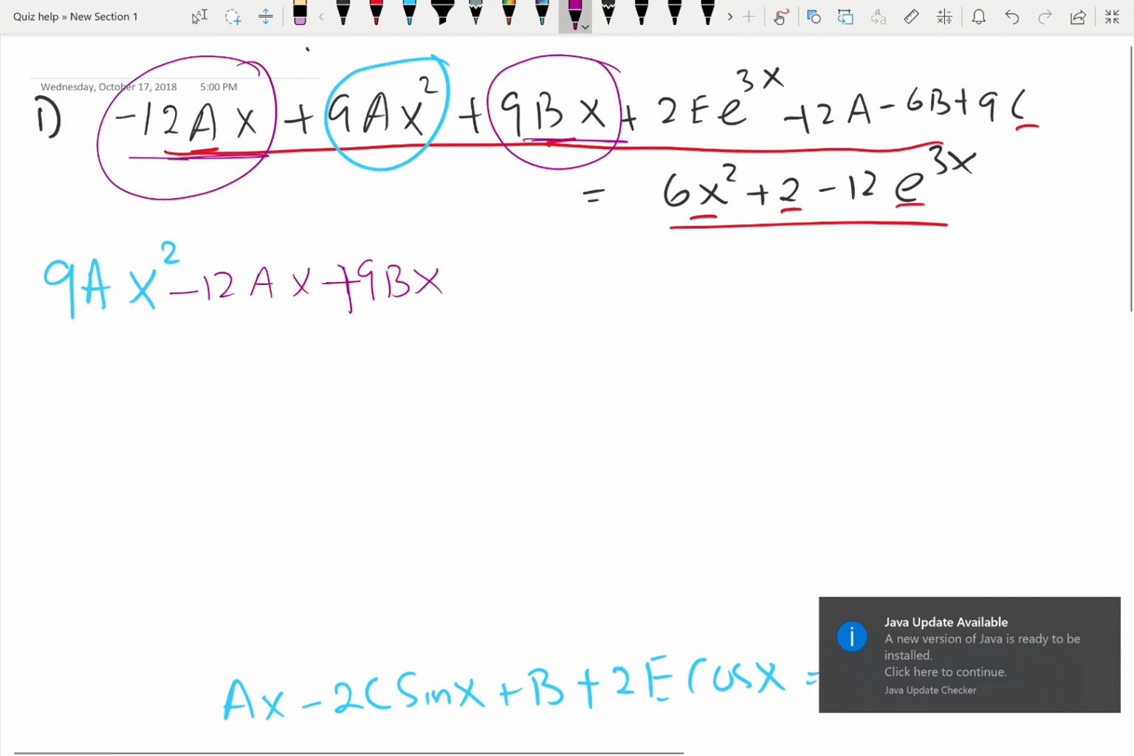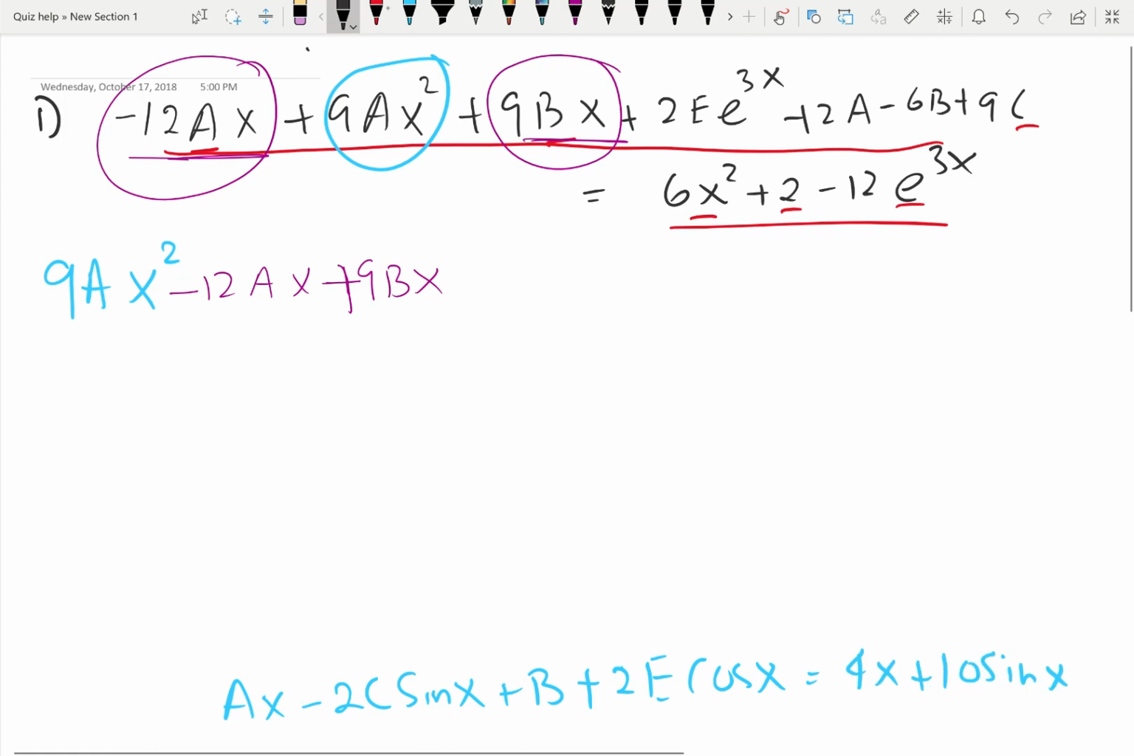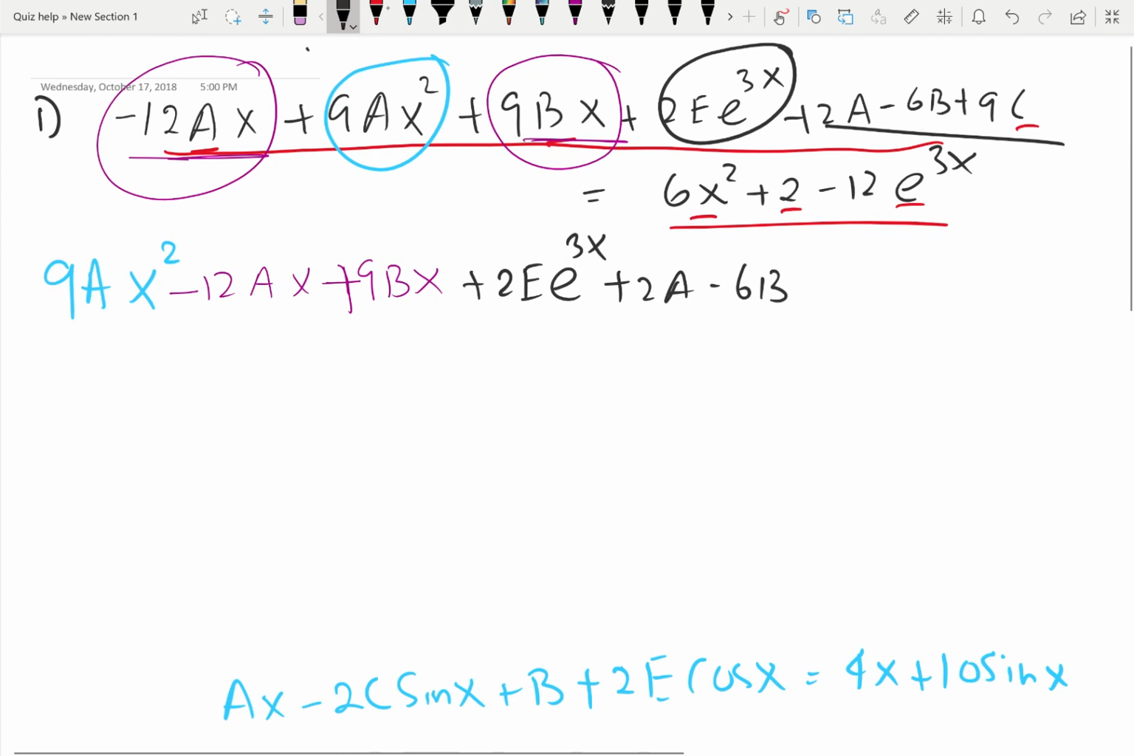Now the next thing is we have exponential terms. The order doesn't matter. So let's pick up the exponential term. That's the only exponential term on the left: 2e to the 3x. Then the rest is just constant terms. Well, they were already together. So we rewrote the left hand side in a nice organized way.